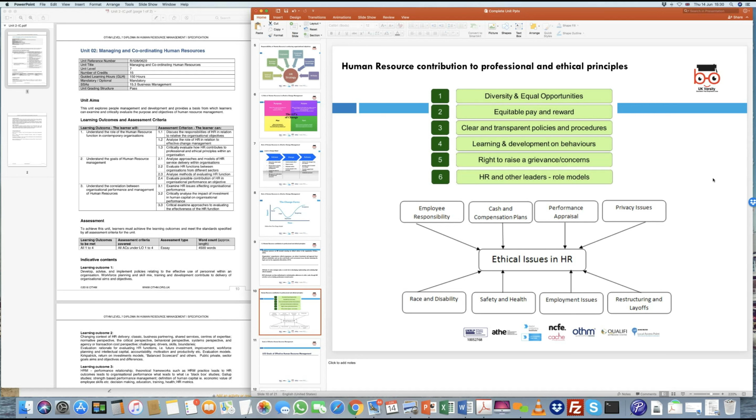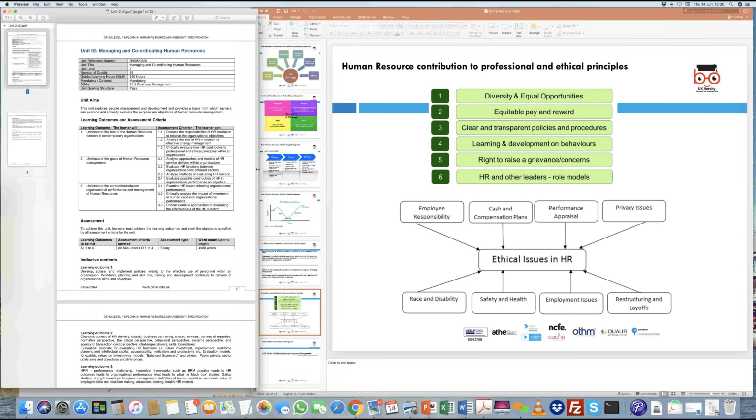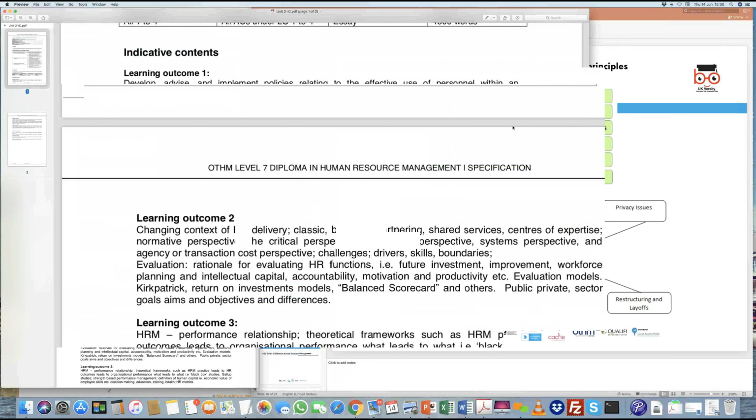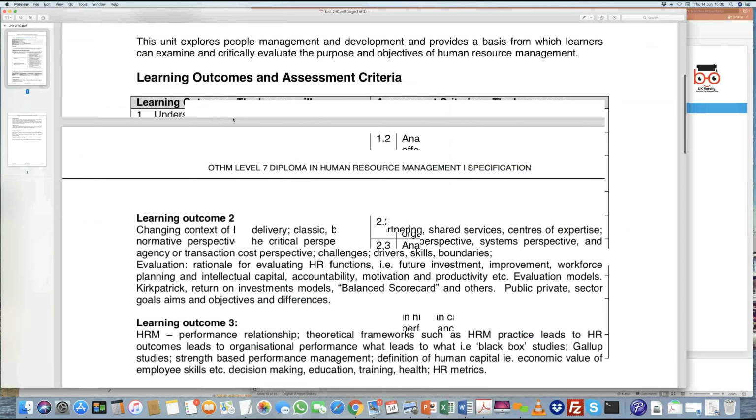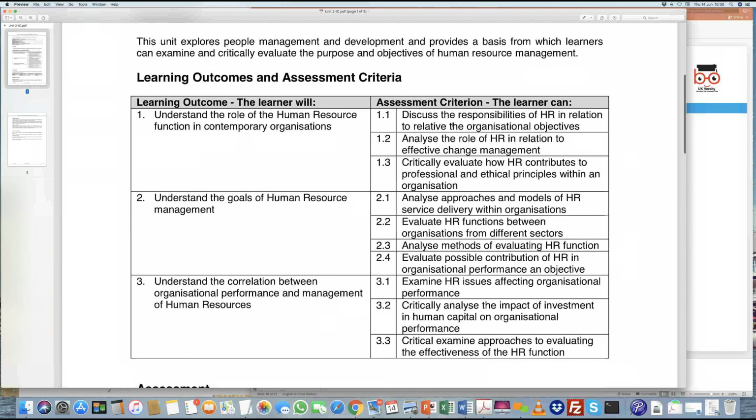Okay? Now, this is where we will stop for today, because I think we've covered the first learning outcome, which talks about the role of the human resources function. In this, we've covered responsibilities. We've looked at how change is brought about, and the reason why HR people adhere to some professional ethics within an organization, and the areas in which they have to look at agreeing to these ethical principles.